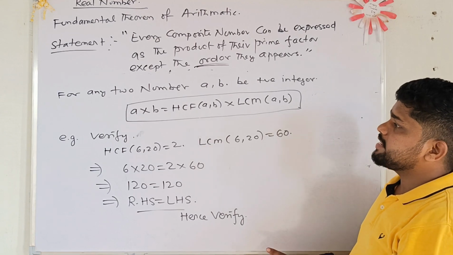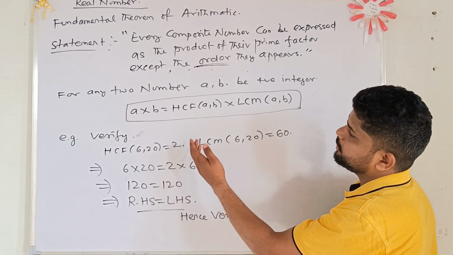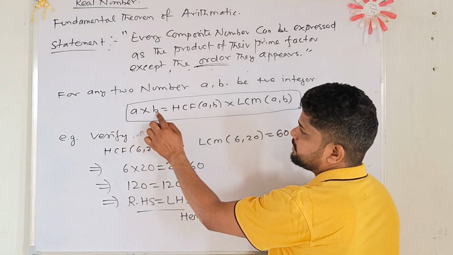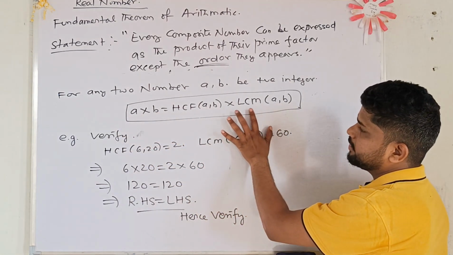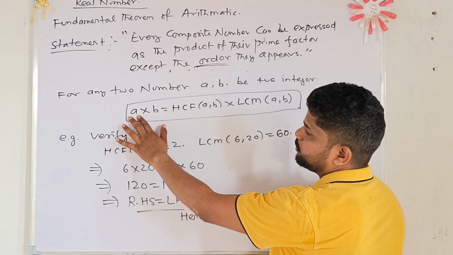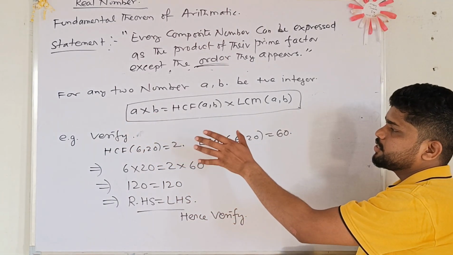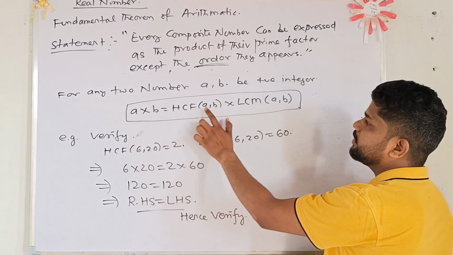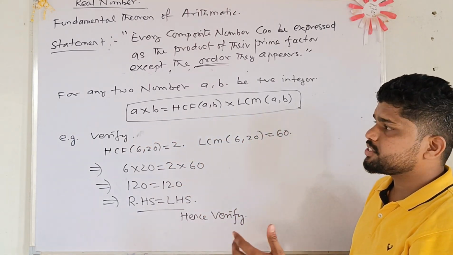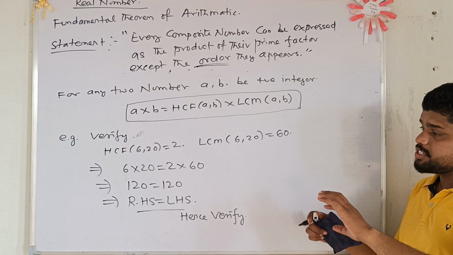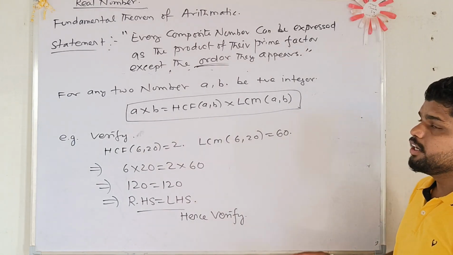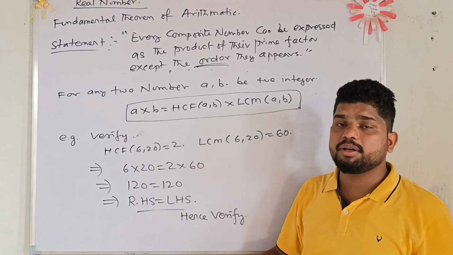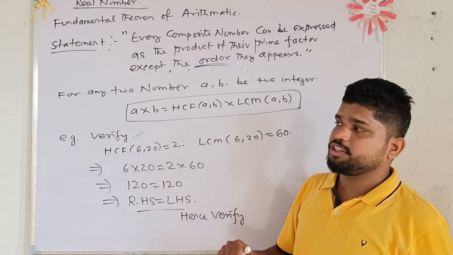Or sometimes the examiner asks you to find one missing number. Suppose A is missing, B is given, HCF is given, LCM is given. So how to find the value of A? We will just transpose B to the other side. So in this case, we have four possibilities: either A, B, HCF or LCM. Always remember, children, that this formula is only applicable for any two positive integers.